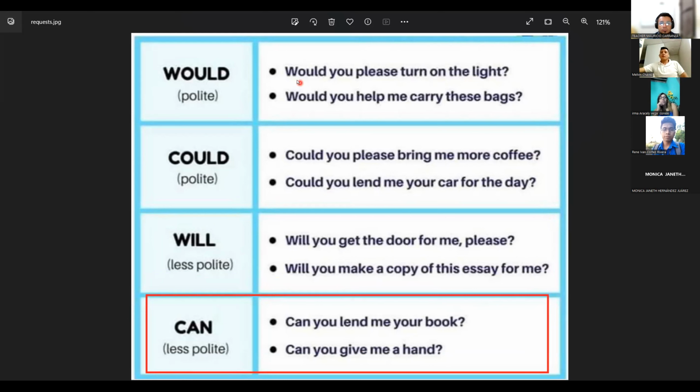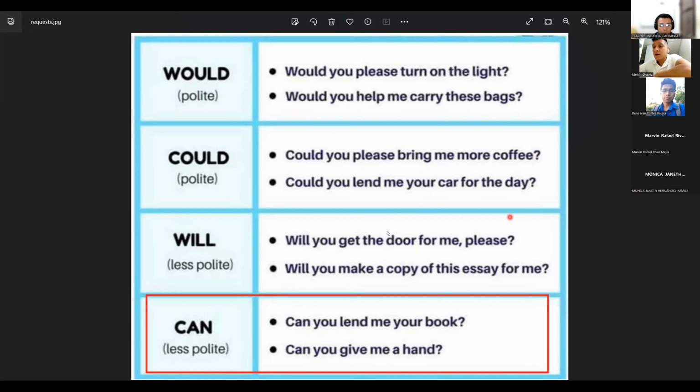Would. Would. Good. Carry. Bags. Let's see. Essay.